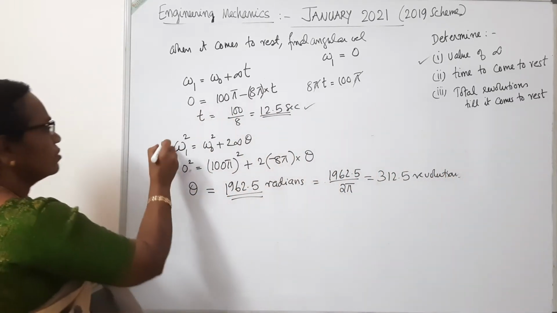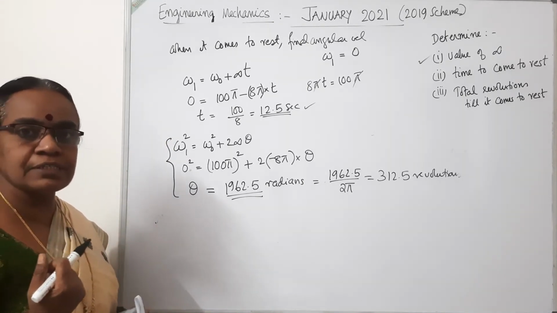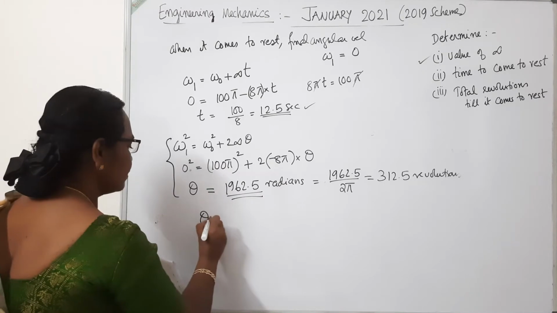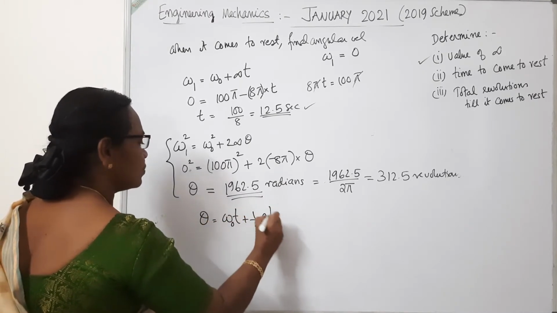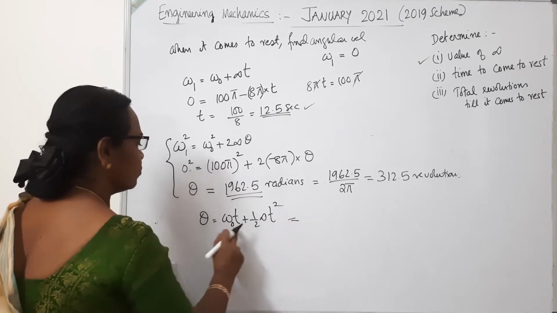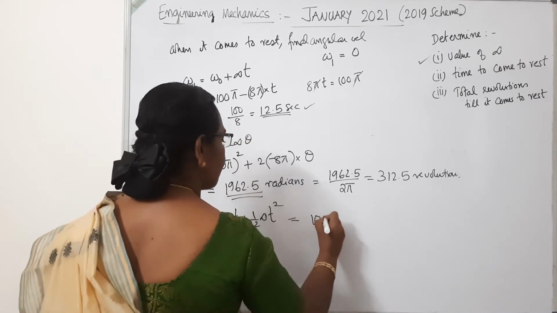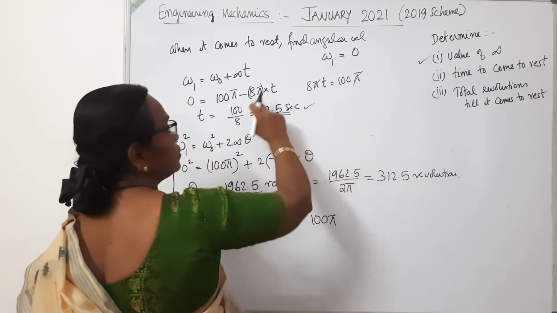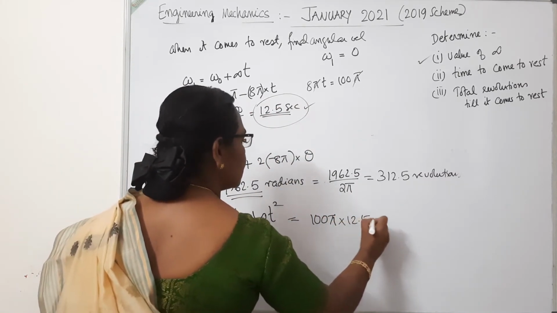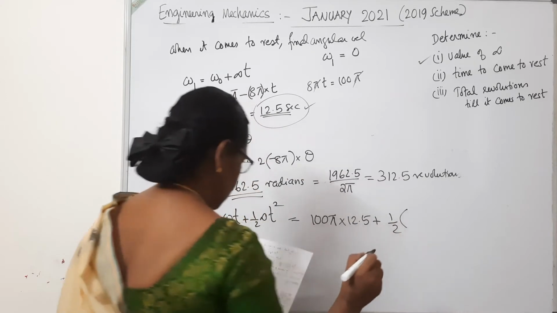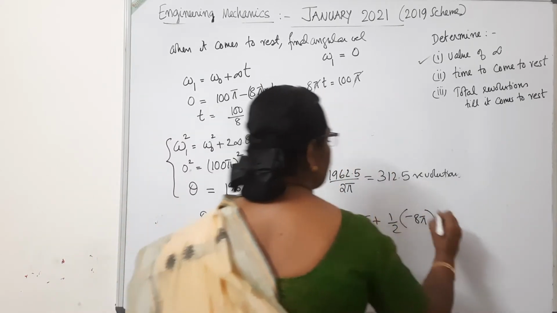Or even otherwise, this can also be found out in another way. We know the equation s is equal to ut plus half at square. Similar to that, theta is equal to omega 0 t plus half alpha t square. Here omega 0, the initial velocity, is 100 pi. The time taken for coming to rest is 12.5. So 100 pi into 12.5 plus half alpha, alpha was minus 8 pi, into t square, 12.5 square.